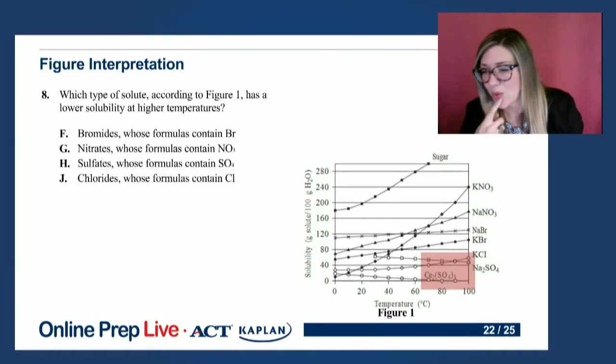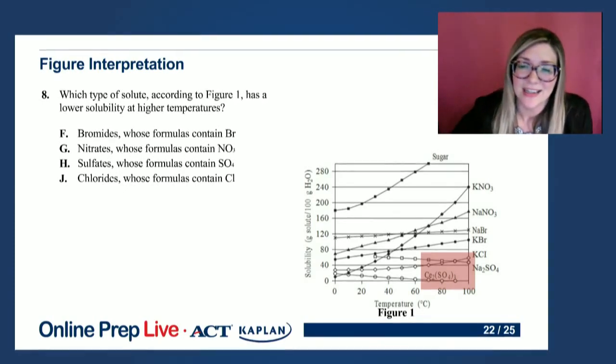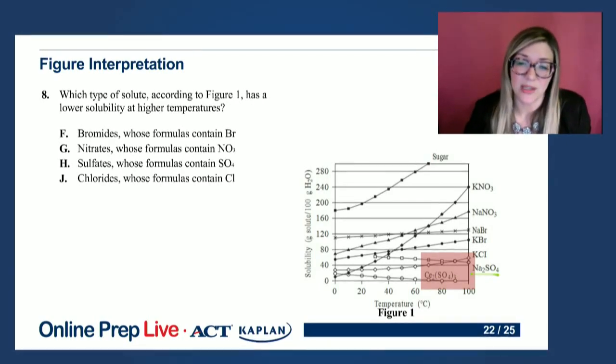Okay, so high temperatures at 100, I'm looking at the graph and I'm seeing NaSO and Kissel are at the bottom, okay? NaSO's at the very bottom of our high temperature, so that tells us at 100 degrees, which is the high temperature, I'm seeing a low solubility.